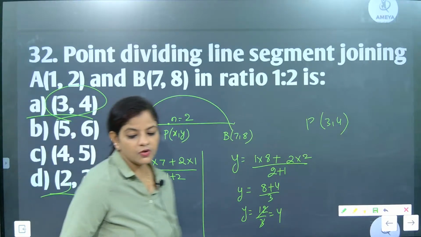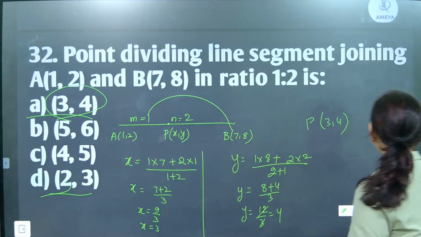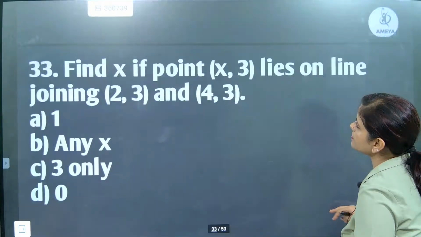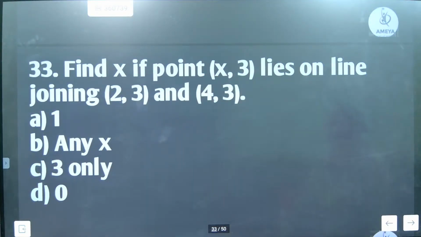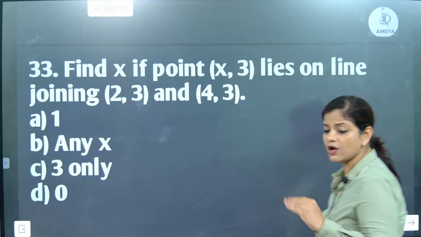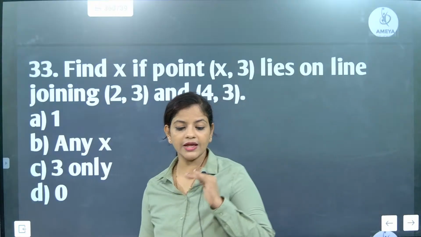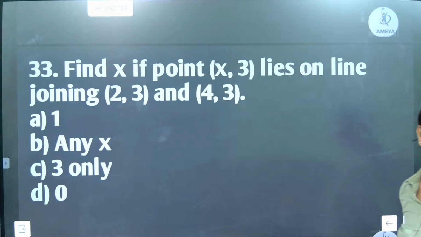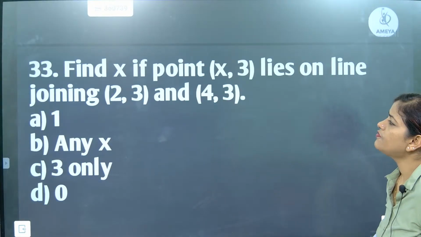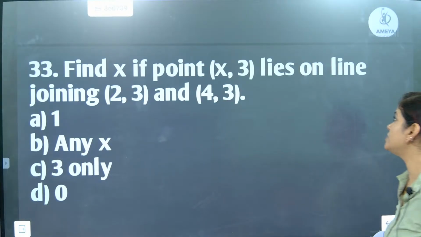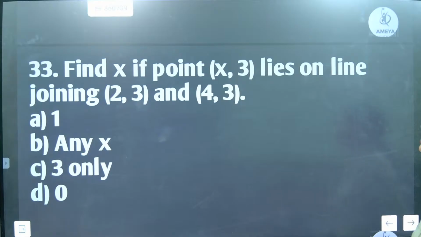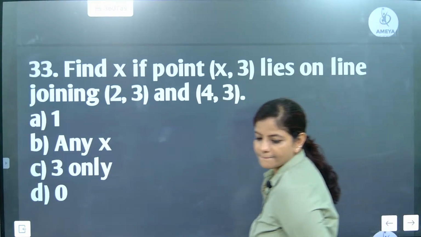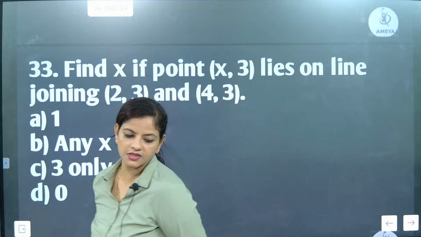Okay. Now we'll go for the next question, please. Shall we start? Find x if point x comma 3 lies on the line joining 2 comma 3 and 4 comma 3. It is lying on the line. It's seriously a good question. Come on, solve it.